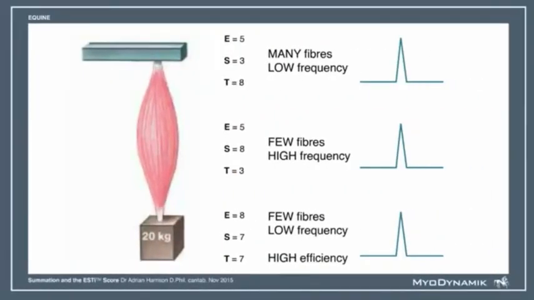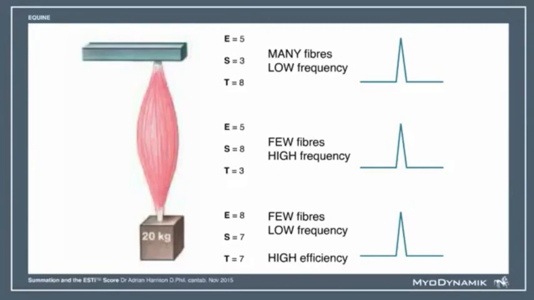Thus, the central nervous system has a number of options when it comes to generating force in a muscle. It may choose, as illustrated by the upper panel, to activate a large number of motor neurons and thereby activate many muscle fibers. This will be seen on the CURO system as an ESTi-score with a low S parameter, in this case 3 out of 10, whilst the T parameter may well remain quite high, in this case 8 out of 10, which indicates a low firing rate of active motor neurons.